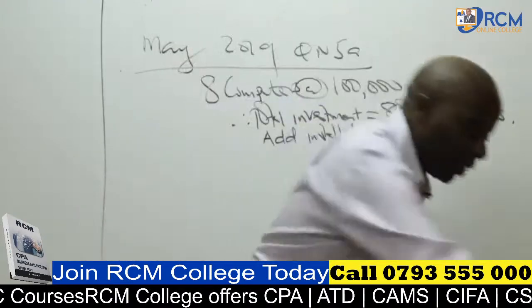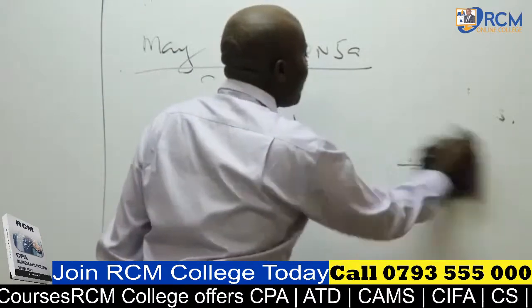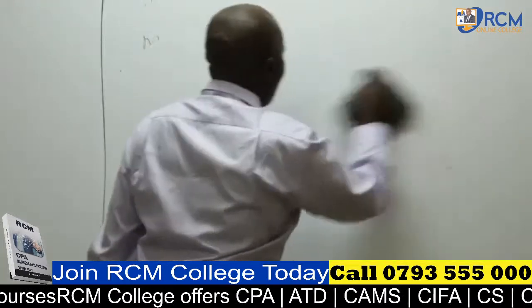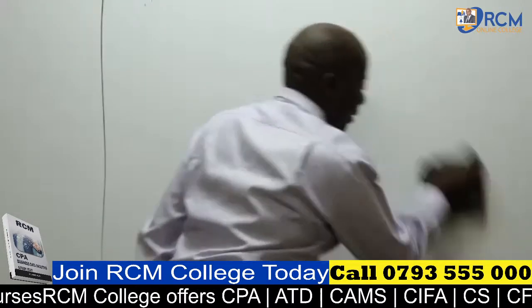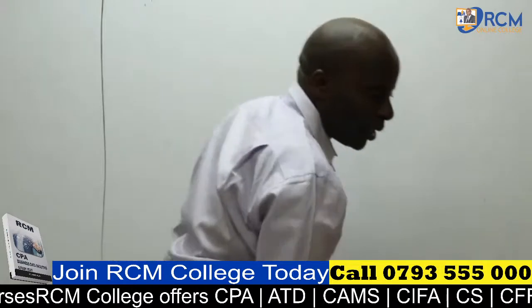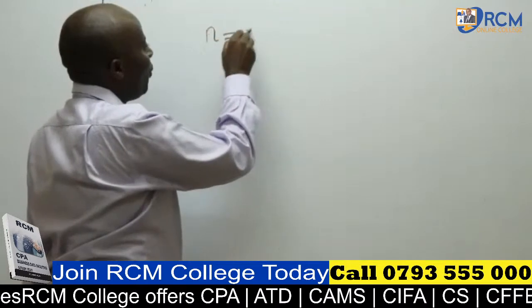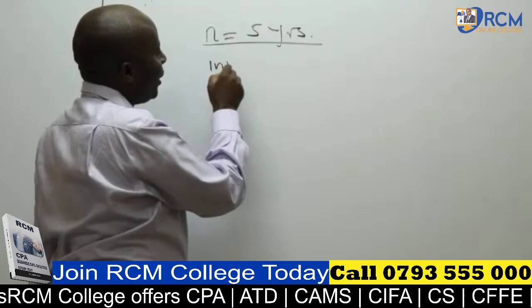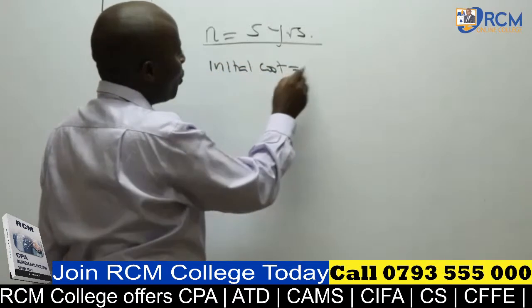Compute depreciation. But remember, this is a what-if analysis question. There are 3 life possibilities. The first possibility is when n is 5 years. When n is 5 years, the initial cost will still remain at 880,000.